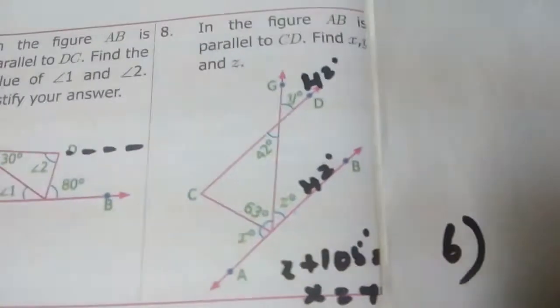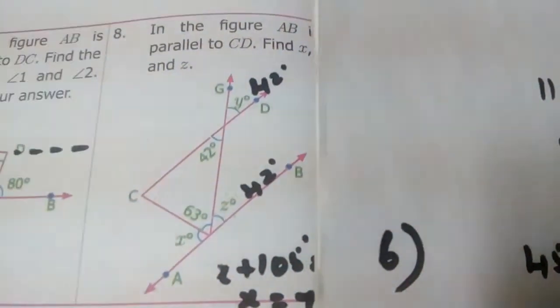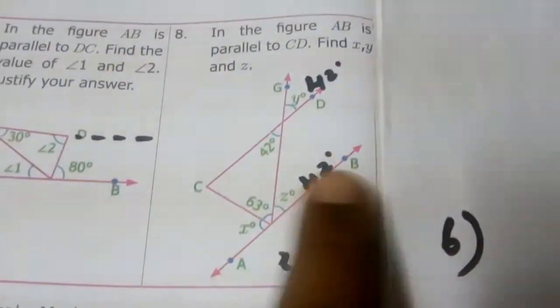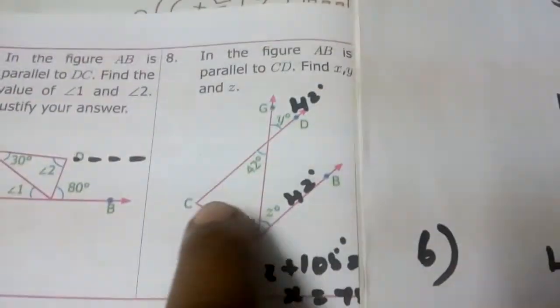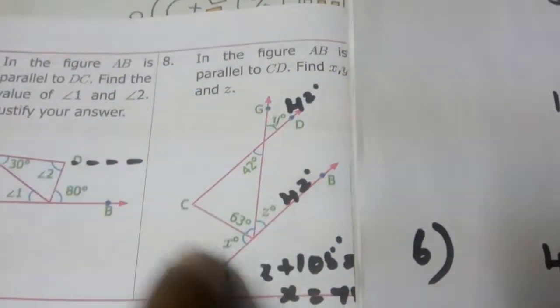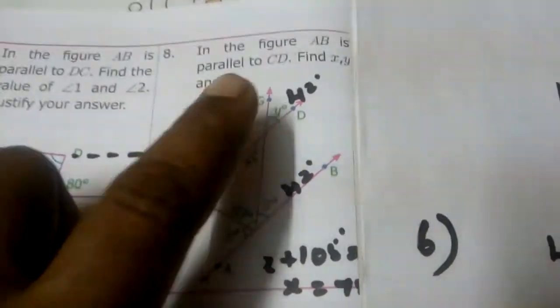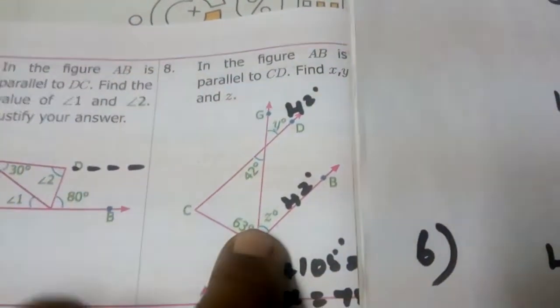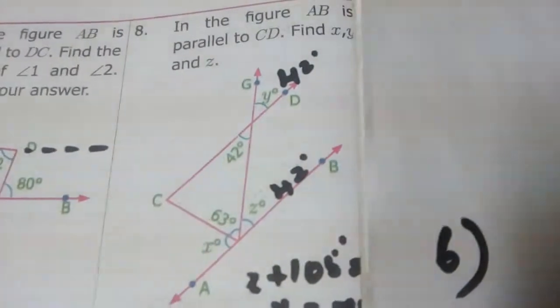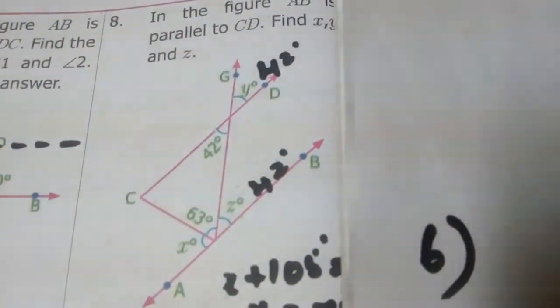Okay, then the last question in this exercise. In the figure, AB is parallel to CD, as shown. This is your AB. AB is parallel to CD. This and this are parallel. Two parallel lines, and this is a transversal. Now find x, y and z values. They are asking us to find the values of x, y and z.